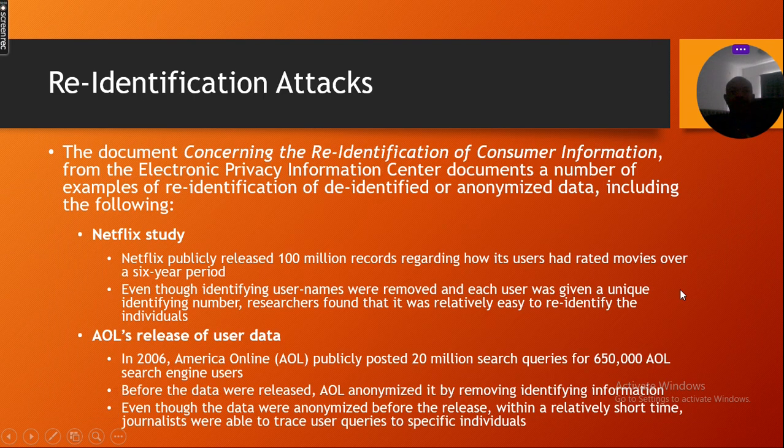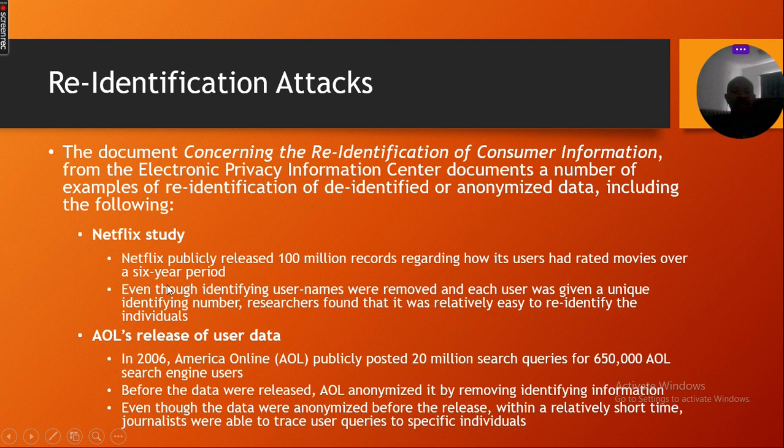Now let's go to re-identification attack, because this is what the attackers do. They introduce what we call the identification parameter to a de-identified data set, and then they will be able to know who owns this information. Now, the document concerning re-identification of consumer information from the Electronic Privacy Information Center sets out a number of examples of re-identification of anonymized data. And they include one. One is the Netflix study.